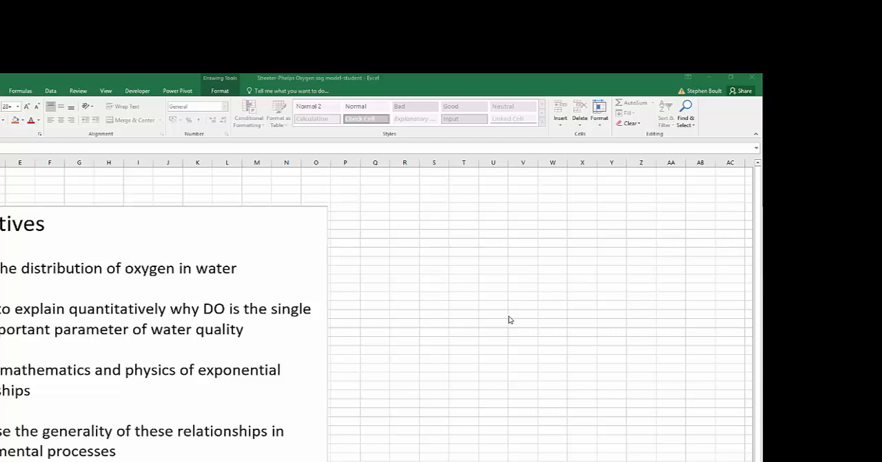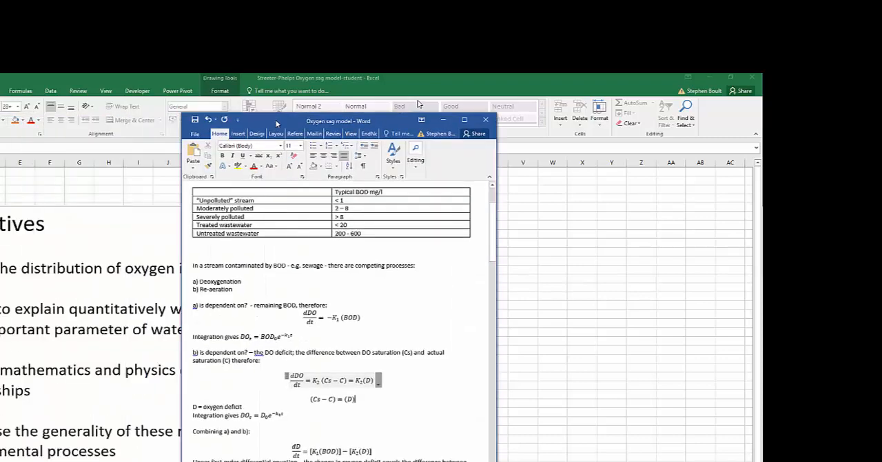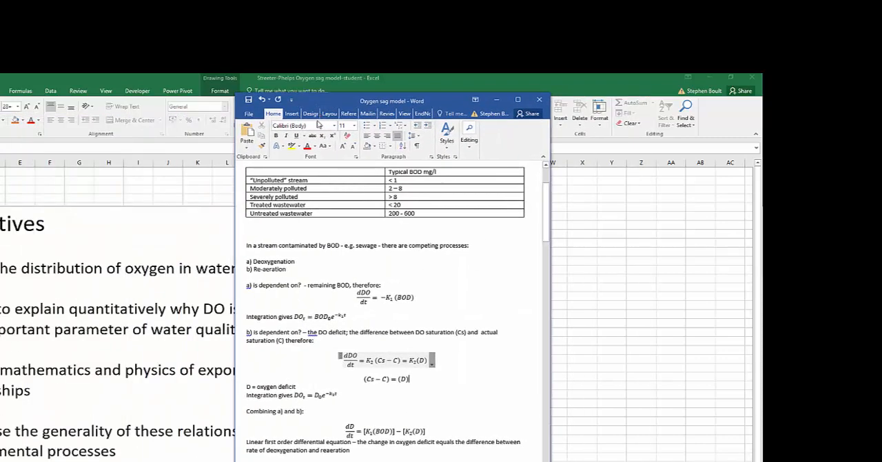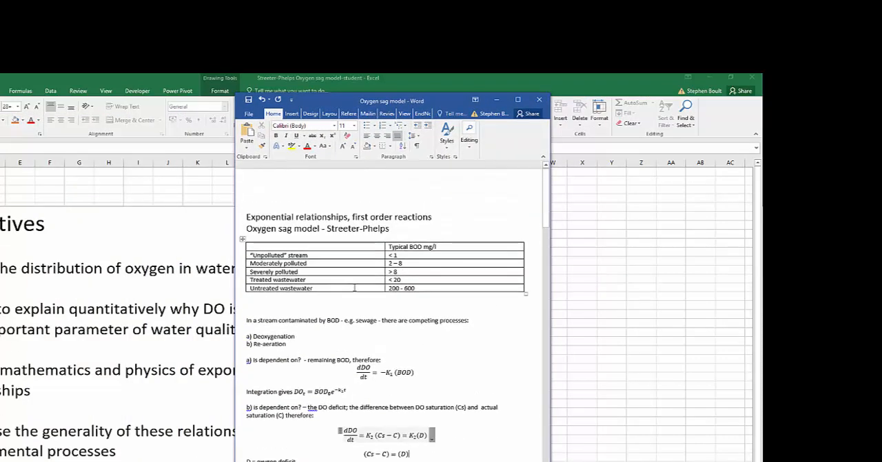Now, there's clearly some simplifications involved in this, and a big part of this exercise is to recognize what the assumptions are in the model and what the limitations are, therefore, and what the improvements might be. And they're what you should be thinking about as you go through this. The first part of this then needs to be read in conjunction with the Word document on the Streeter-Phelps model. And the first part is just to consider the processes that are going on.